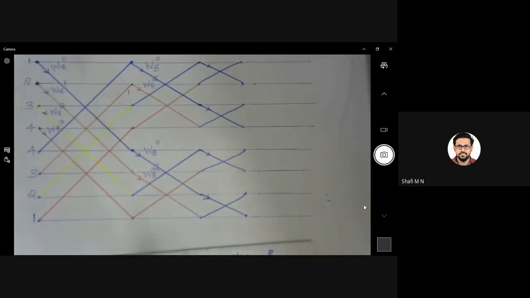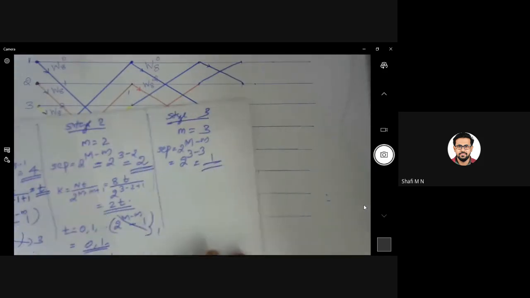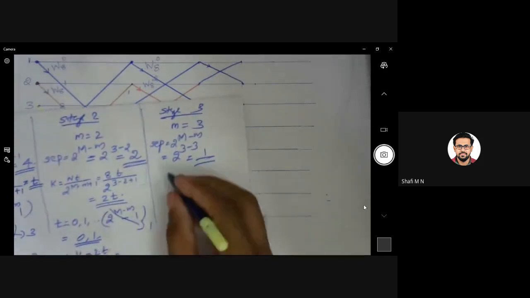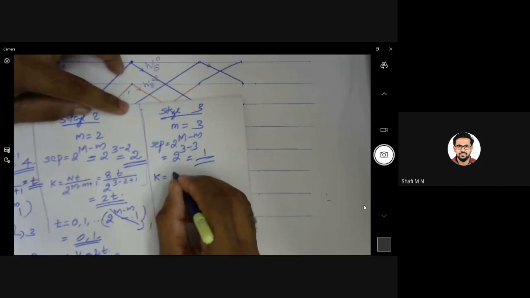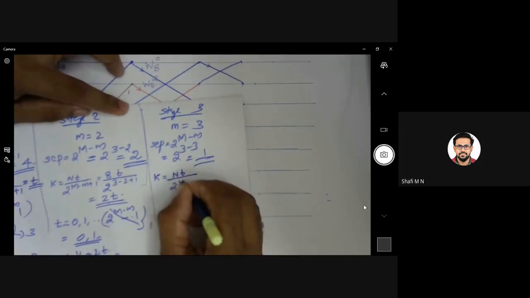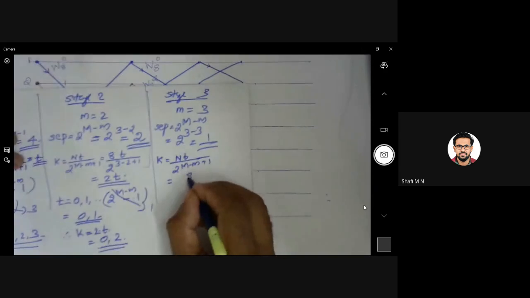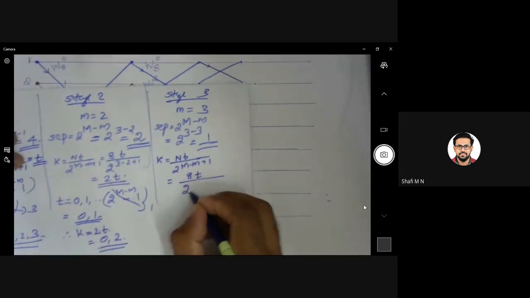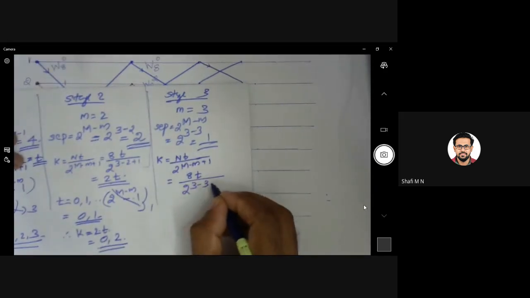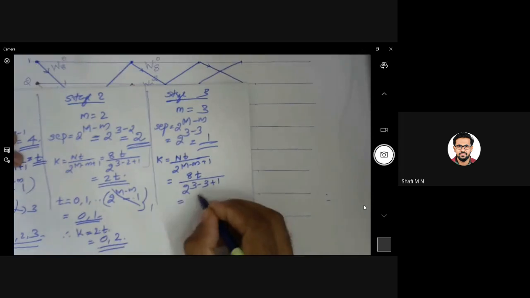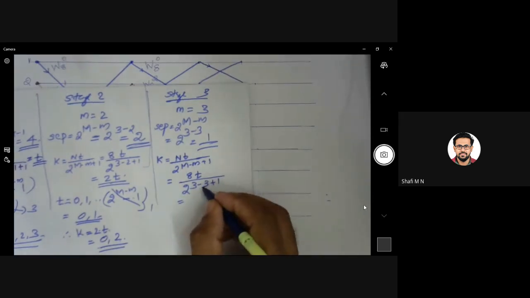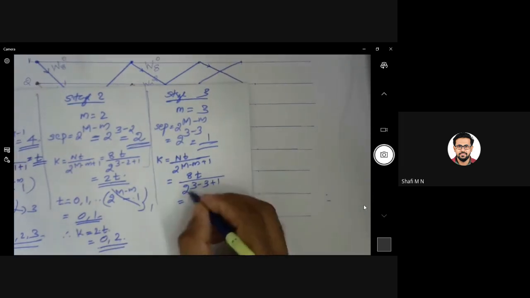So for the second stage, we have given the twiddle factor for all the butterflies. So we will move to the third stage. Moving to the third stage, k equal to, again, just find the values. N t by 2 raised to m minus m plus 1. So that is equal to 8 t by 2 raised to 3 minus 3 plus 1. So this is 3 minus 3, 0, plus 1, 2. So this is 4t.